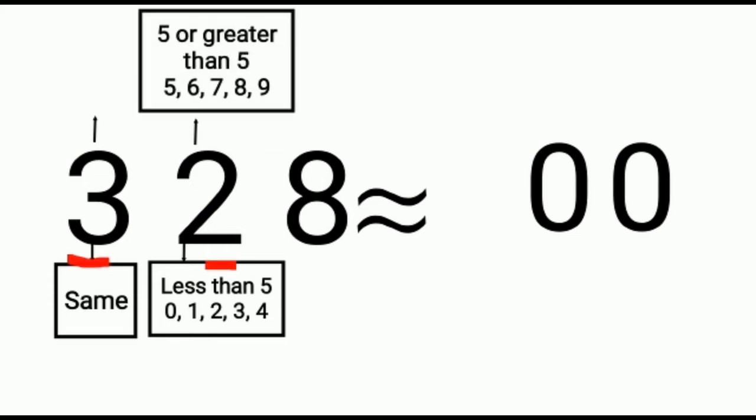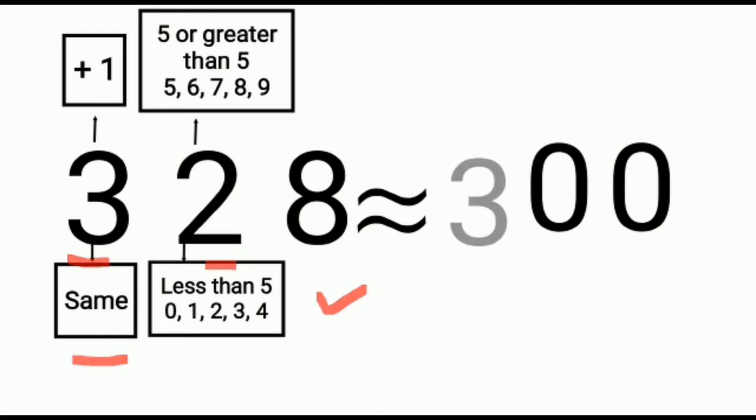But if that digit on the tens place is 5 or greater than 5, then you will add 1 in this 3. But as all of us know that this 2 is less than 5, that's why this 3 will remain same and you will write 3 over here. So 328 is rounded off to 300.